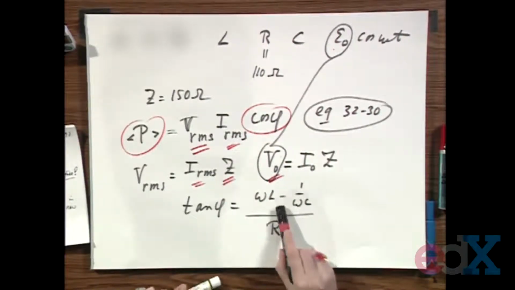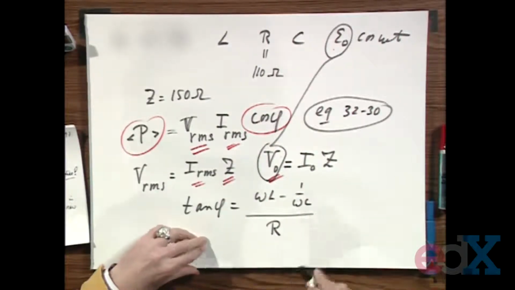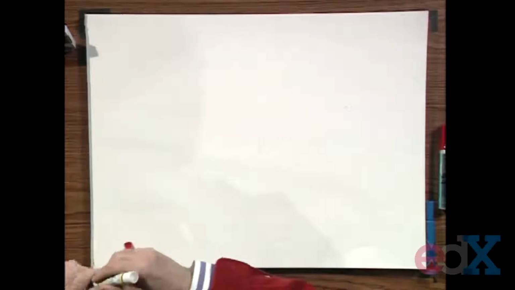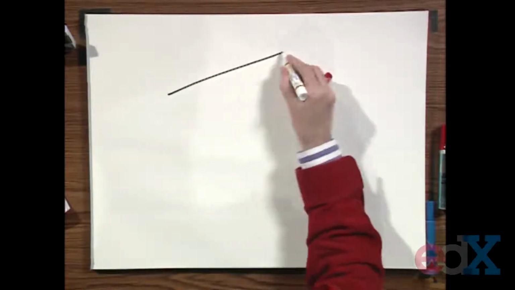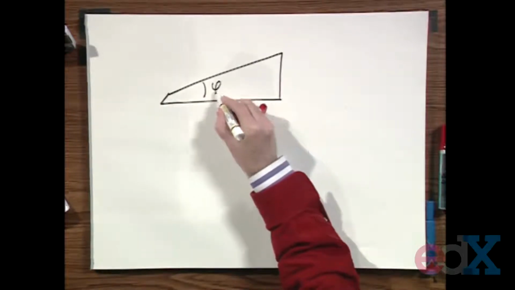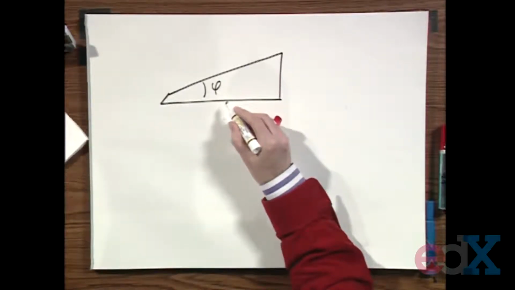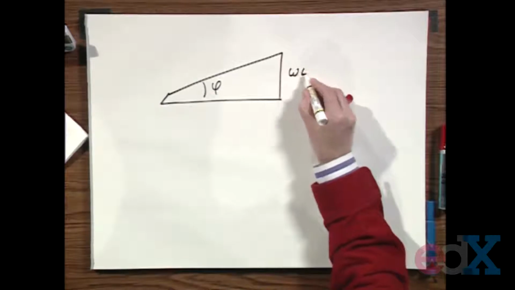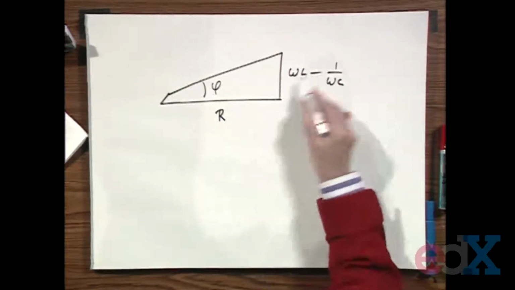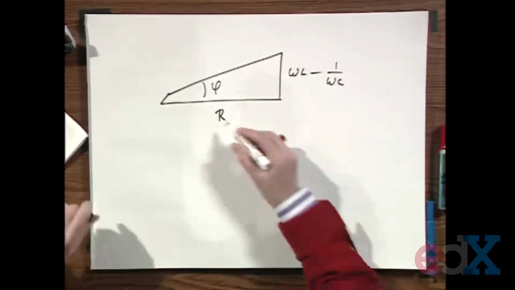How can I convert this into a cosine? Well, that's a trick that I already learned in high school. I have here a triangle whereby this angle equals phi, and I know that this is omega L minus 1 over omega C, and I know that this is R, because the tangent of phi is exactly what we gave before.